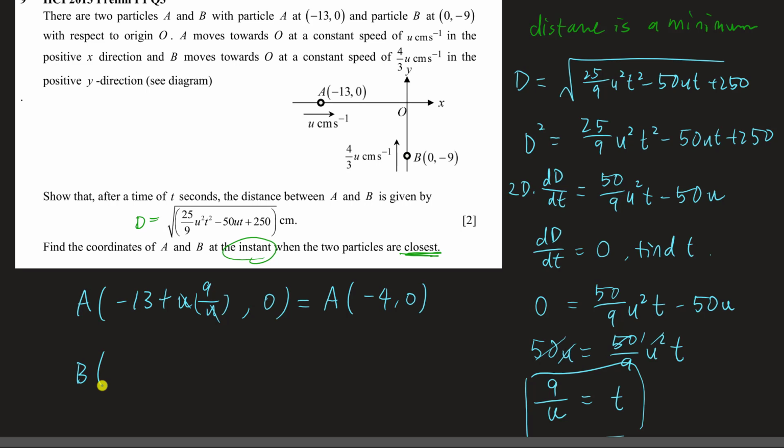What about B? B was at 0, negative 9, right? 9 over u seconds later, where would he be? He would have traveled 4 over 3 u and 9 over u. Cancel, cancel, cancel, cancel. Negative 9 plus 12 gives you 0, 3. And with that, we are done with this question.